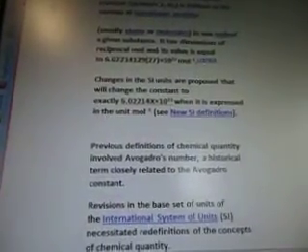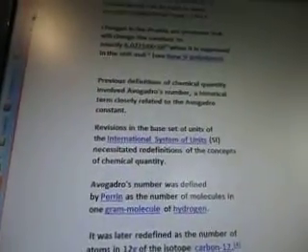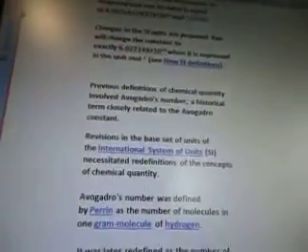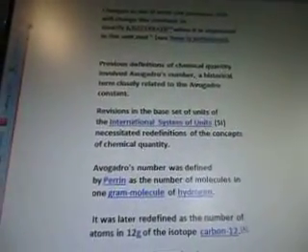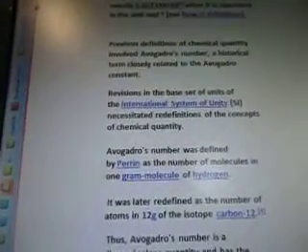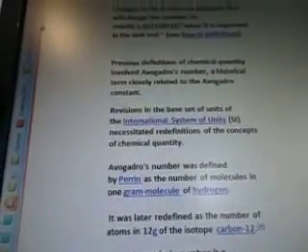See new SI definitions. Previous definitions of chemical quantity involved Avogadro's number, a historical term closely related to Avogadro constant. Revision in the base set of units of the International System of Units.